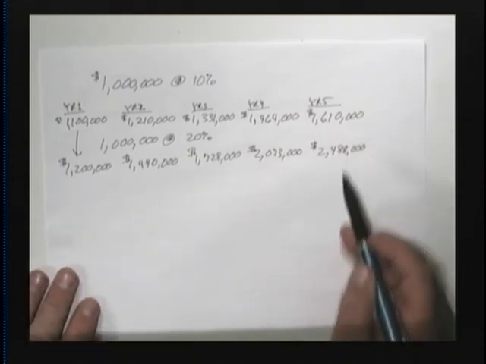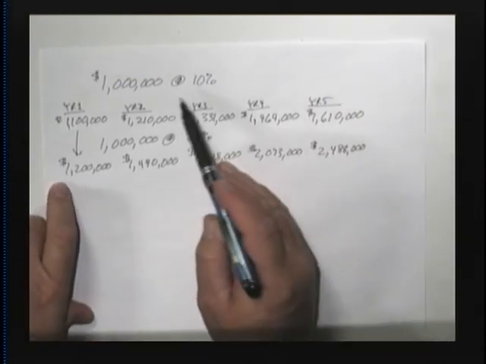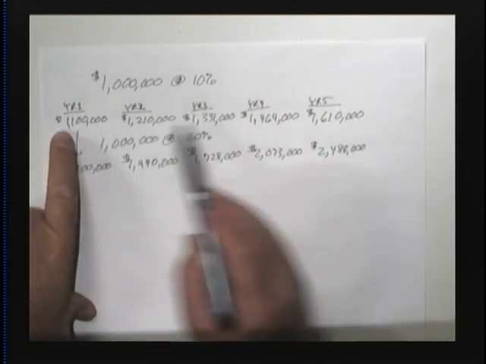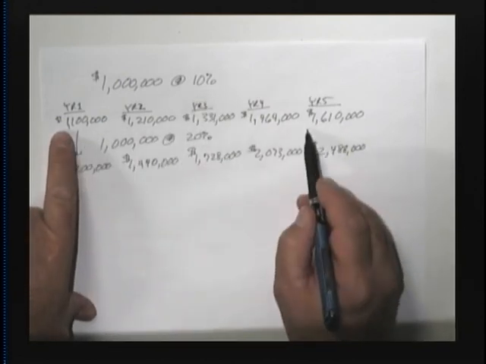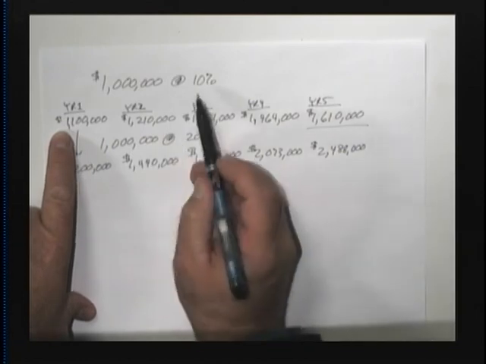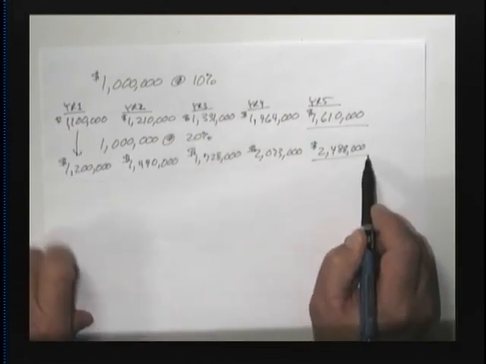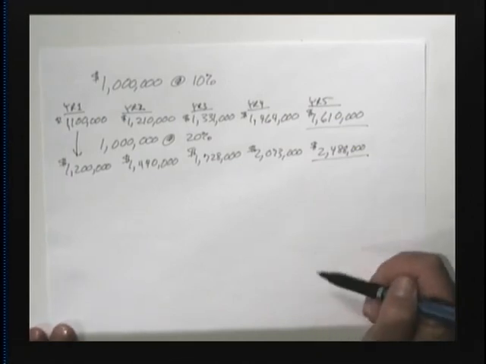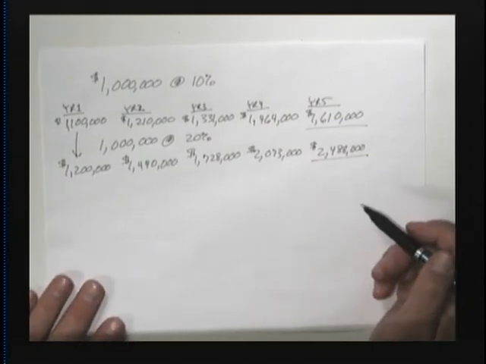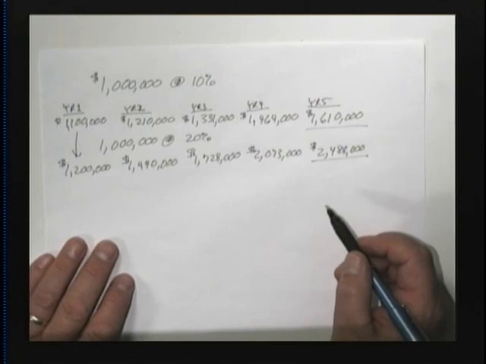All right, so the same $1 million invested at 10% for 5 years works out to that number, or invested at 20% for 5 years works out to be a much higher, more impressive number. And that's the whole idea of internal rate of return.